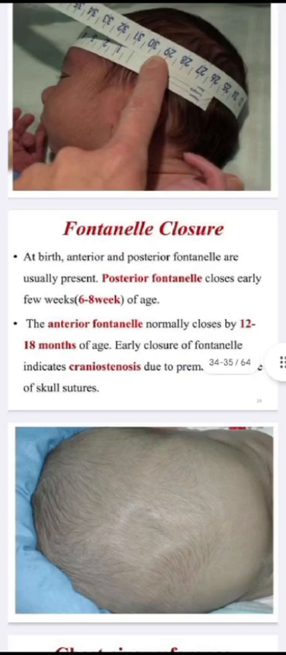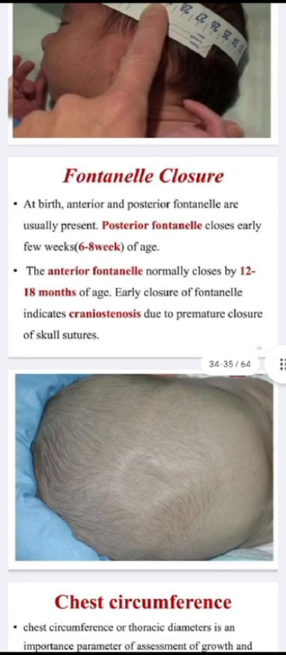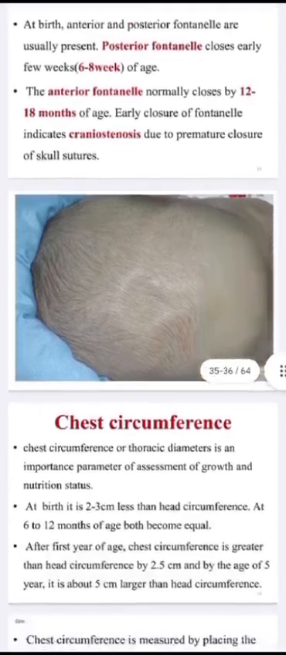Then fontanelle closures. At birth, anterior and posterior fontanelle are usually open, and posterior fontanelle closes early, in a few weeks, 6 to 8 weeks of age. The anterior fontanelle normally closes by 12 to 18 months of age. Early closure of fontanelle indicates craniostenosis due to premature closure of the skull suture.